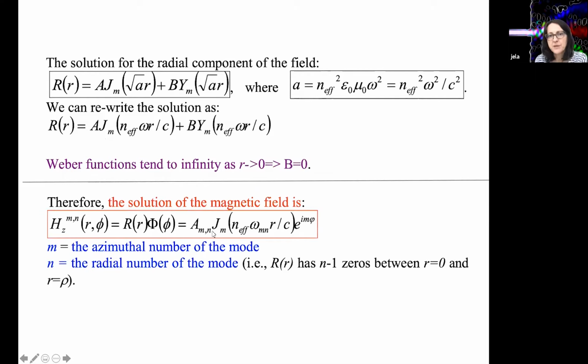The radial part is the Bessel function, and the angular part is e to the i m phi. And there are actually two solutions for the same radial part. You can have e to the plus i m phi and e to the minus i m phi, which are two degenerate solutions. And we'll see how we handle that in a moment.